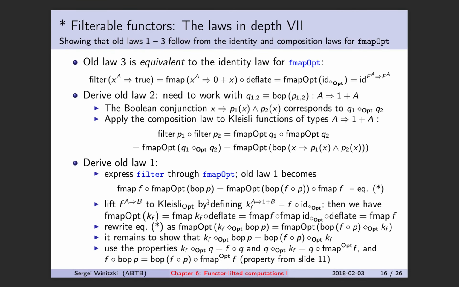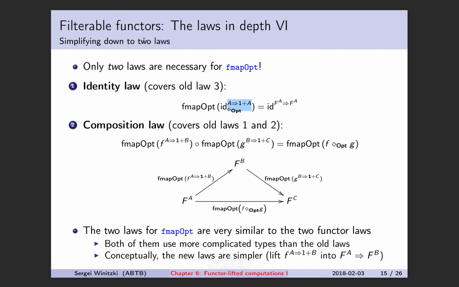I explained that these are equivalent to the old laws, so I derived them from the old laws, and I now derive the old laws from these two. So this is a derivation. Finally, I summarize to say that these two laws for fmap opt are similar to the functor laws, except that the function signatures are twisted, so to speak.